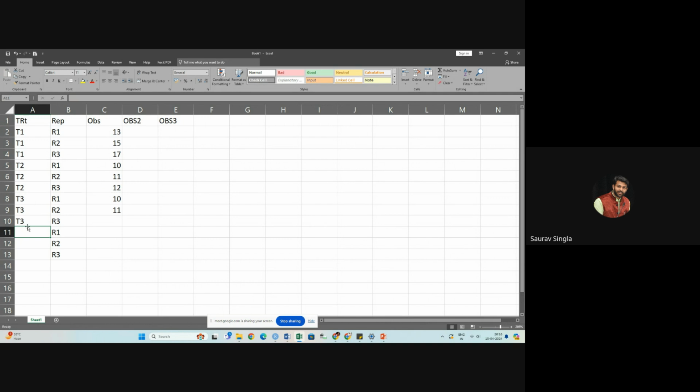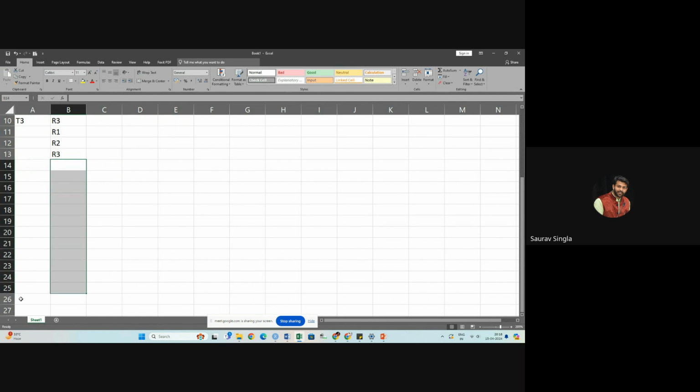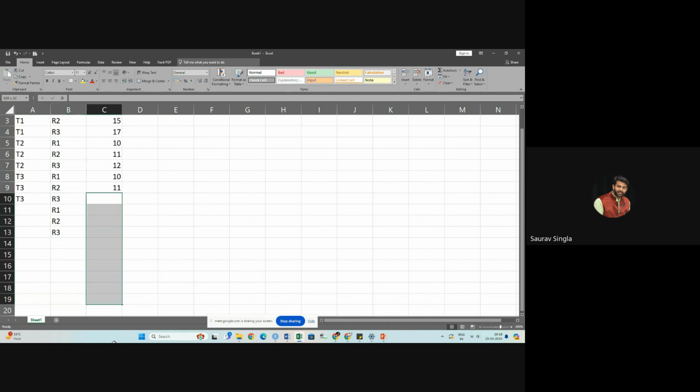Similarly, you will continue until all the treatments and all the replications are finished. You will write all the values for the first observation, like maybe the number of tillers, or whatever variable you want to have. Then second variable, third variable. Then similarly, you will arrange all the variables here. Then you can give it as an input to the software.